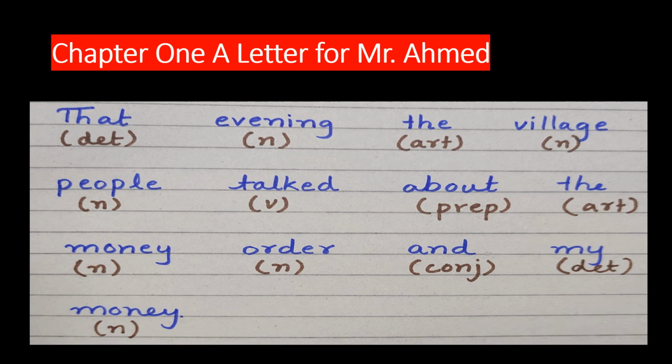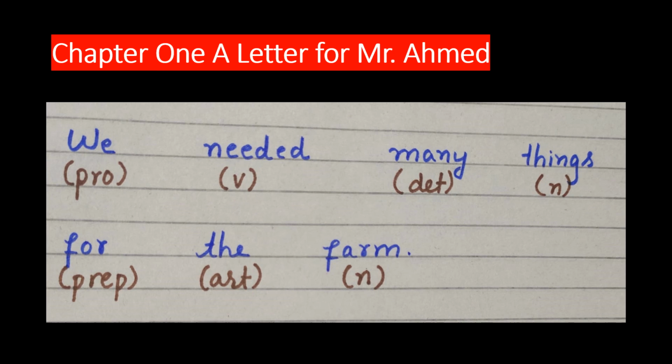After this, there is that, which is determiner, evening is noun, that is common noun, the is again article, village is again common noun, people is collective noun, talked is the verb, about is the preposition, the is the article, money is common noun, order is again common noun, and is conjunction, my is determiner, and money is again common noun.